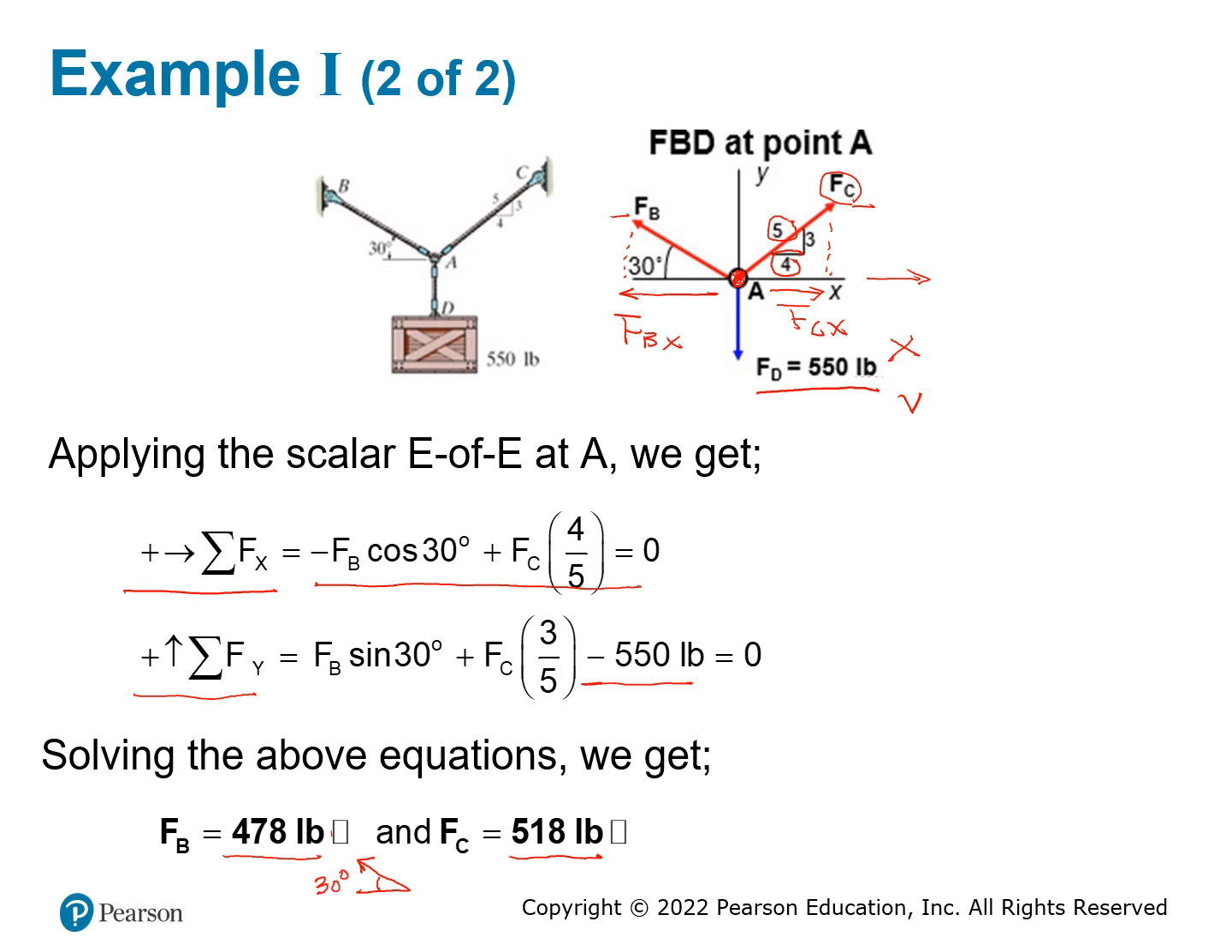If I want to represent the direction of FC, I will use this way to represent it, and you use a 3, 4, 5 here. This is how you represent a vector. So you can either put the angle or use the small triangle to represent this direction.